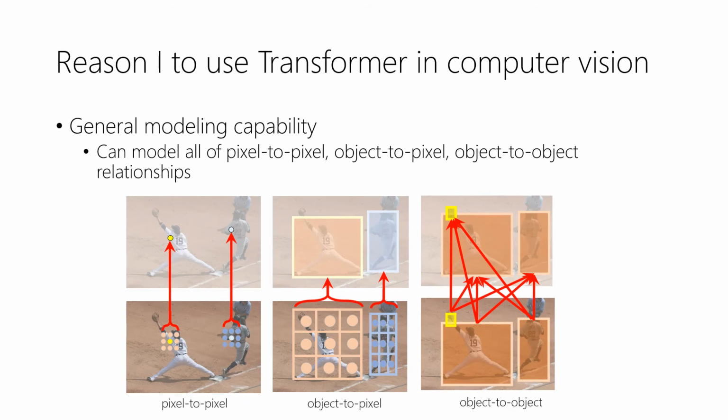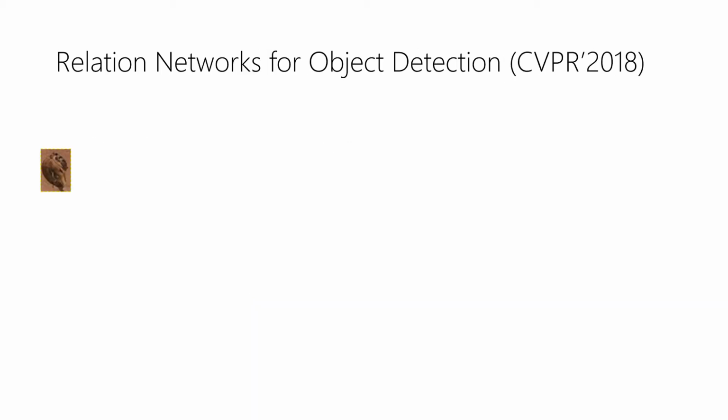This general capability enables transformers to model all kinds of relationships in computer vision, such as pixel-to-pixel, object-to-pixel, and object-to-object relationships, which cover almost all vision applications. Here is a pioneer work in CVPR 2018. The work aims to model the relationship between objects. Please see this image patch. I believe it's difficult to figure out what it is by seeing this patch alone.